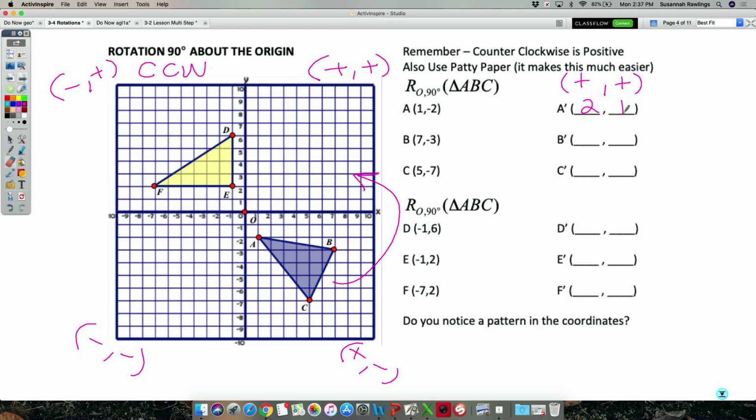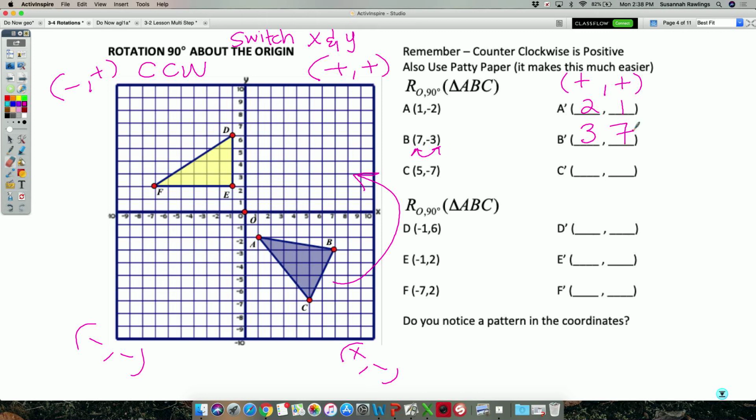B prime would be what? Jemiah, why don't you try that one? I'm going to flip my point. So this is a reference sheet for you guys, so make sure you're making notes. For the 90s, we switch X and Y. So go ahead and try this one. We want to flip the point, and it should be positive, positive. 3, 7. Thank you, Jemiah.